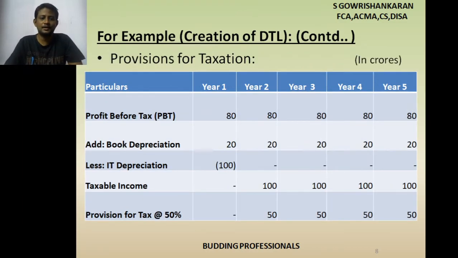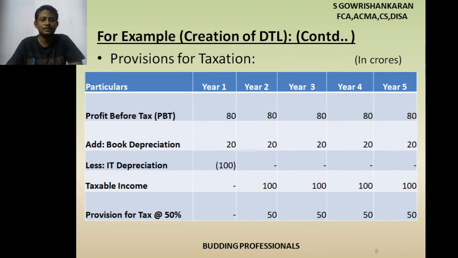What did we do in the previous slide? Our profit before tax amount is the accounting income. Net profit as per P&L is how much? 80, 80, 80, 80, 80. That is net profit as per the P&L account.